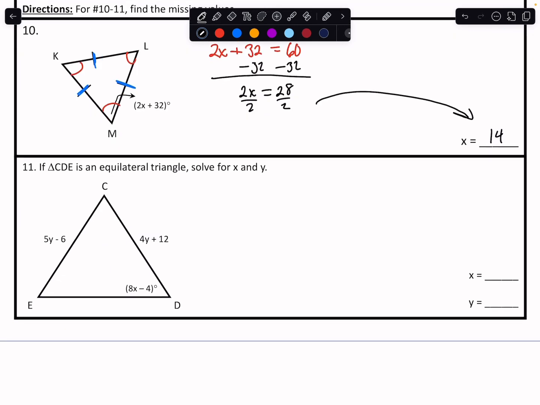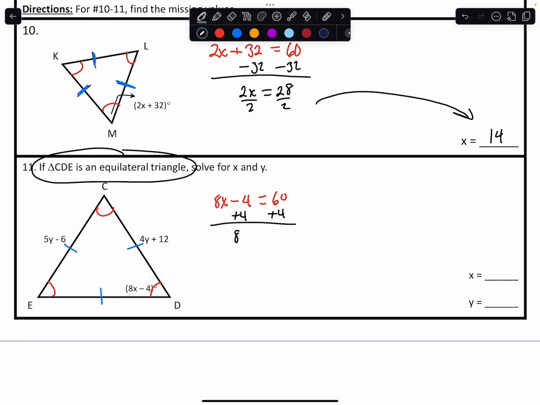And last problem, number 11, they are telling you that it is an equilateral triangle. So watch me do my labelings, right? Tick marks on the sides, arches on the angles, and they want you to solve for x and y. Well, same thing as the last problem, right? That 8x minus 4 is in an angle, which means it has to be 60 degrees. So adding 4 to both sides, we're going to get that 8x equals 64. And when you divide it by 8, you'll get that x is equal to 8.